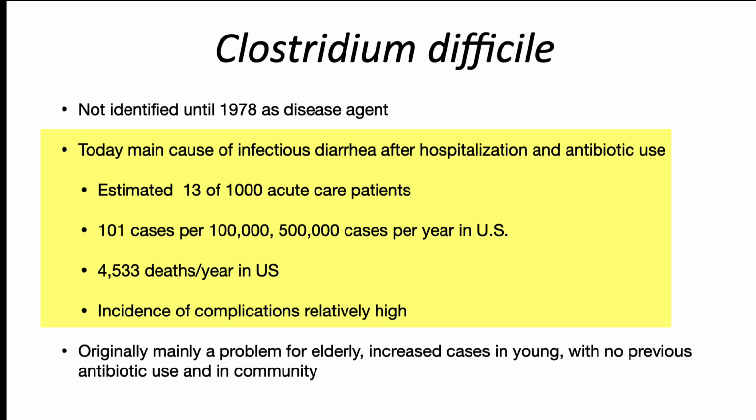There's an estimated 13 of 1,000 acute care patients who will get this, 101 cases per 100,000, and about 500,000 cases per year in the U.S. 4,533 deaths per year, making it an important cause of mortality in the U.S. Incidence of complications from this type of infection is relatively high. Originally, it was mainly a problem for the elderly, but they're starting to see increased cases in the young with no previous antibiotic use. That's a concern.